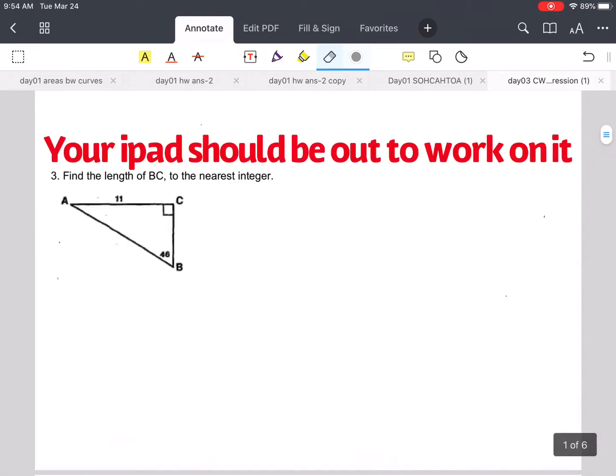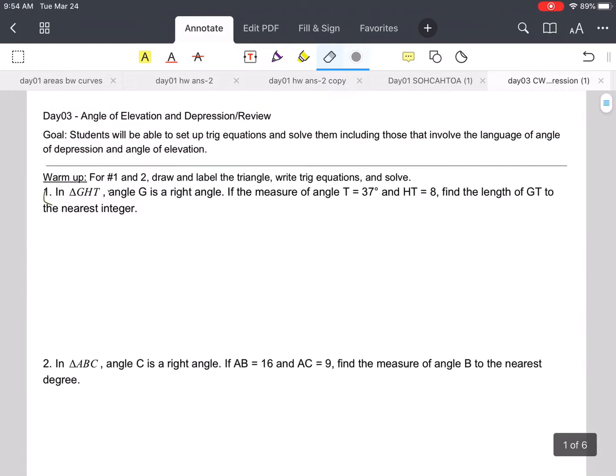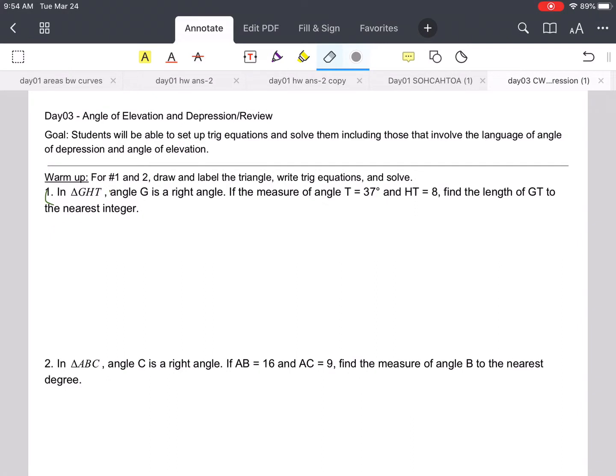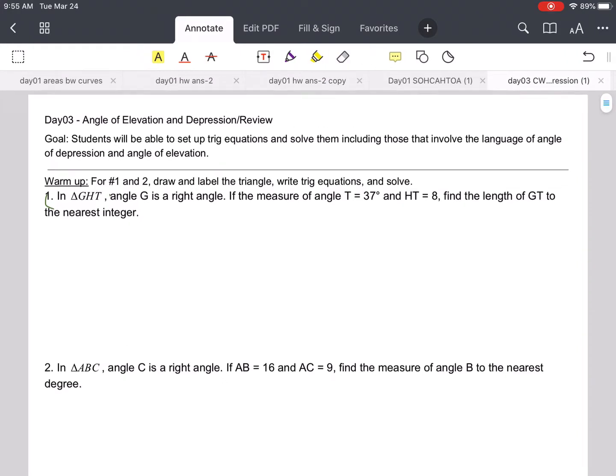We are on day 3 of geometry, and that is going to be verbal problems with angle of elevation and depression. You should have your iPad in front of you to work on it, and on another device, computer or your phone, you should have this being projected so you can follow along. I do encourage you please to pause this video whenever possible so that you can try and get ahead and then just check for the answers afterwards. So here we go. Let's get started.